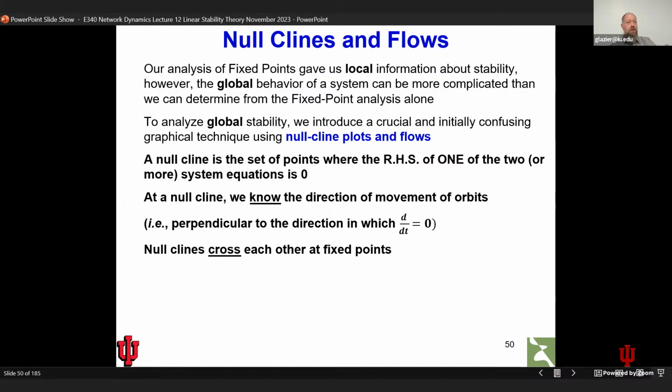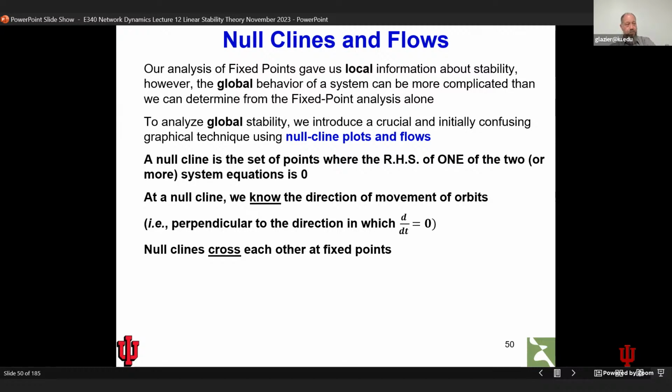So suppose we have two equations, an equation for x and an equation for y. The null cline for x is where dx by dt is 0. But that doesn't mean that dy by dt is 0. The null cline for y is where dy by dt is 0. That doesn't mean that dx by dt is 0. Where the null clines cross, dx by dt is 0 and dy by dt is 0, that's a fixed point. So null clines cross at fixed points.